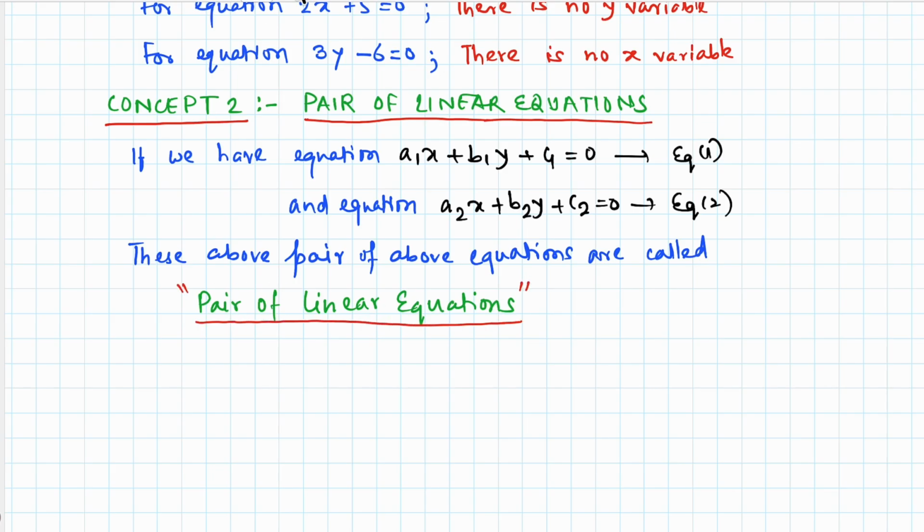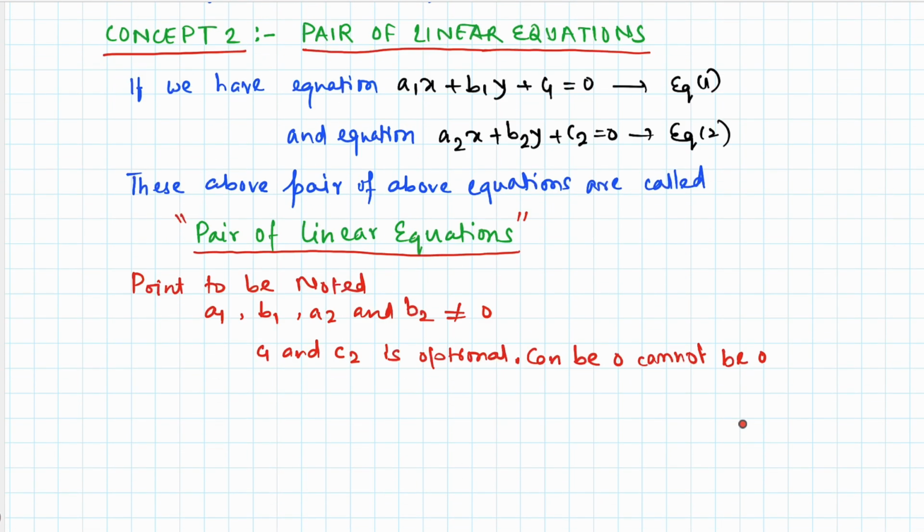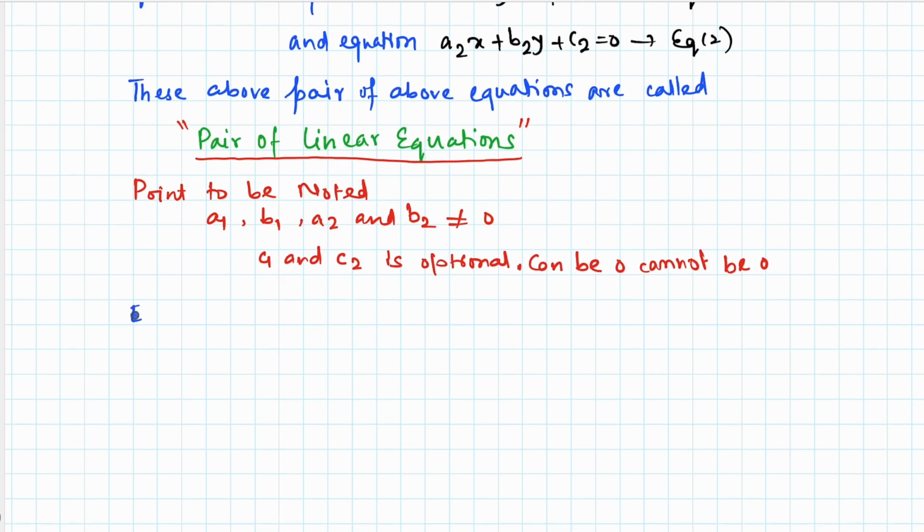Whenever we have these two kinds of equations, we call this a pair of linear equations. Point to be noted: a1, b1, a2 and b2 should not be equal to 0, otherwise it will not be the form of an equation in two variables, and c1 and c2 are optional. They can be there, they cannot be there.